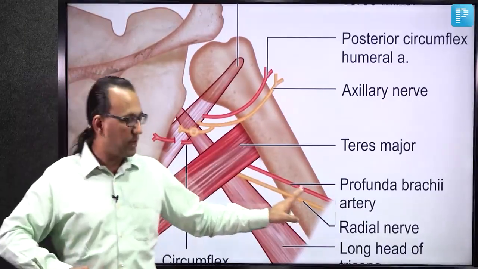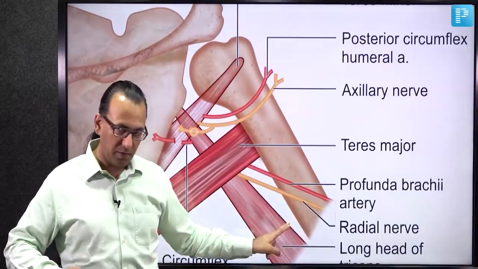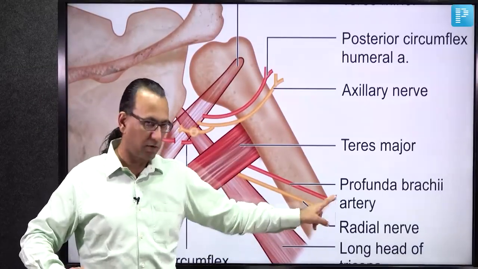Along with that comes the deep artery of arm, which is called profunda brachii artery, and if there's a fracture of the mid shaft of humerus, then the radial nerve will be damaged in the lower part of the radial groove.